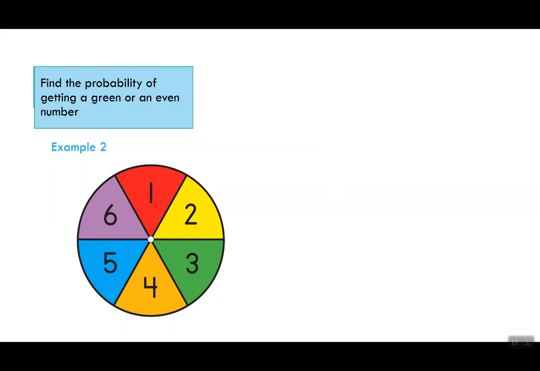Great. In our next example, let's find the probability of getting green or an even number. So green or even. If I start with even, I can see 2, 4, and 6 are even, but I haven't circled the green one yet, so let's go ahead and put the green one in there too, which is the number 3. Now I have 4 out of the 6 choices. We're going to reduce that to 2 over 3.